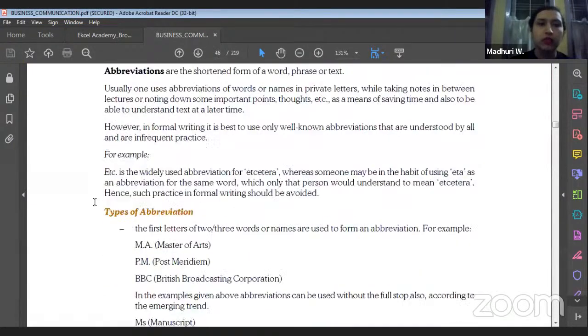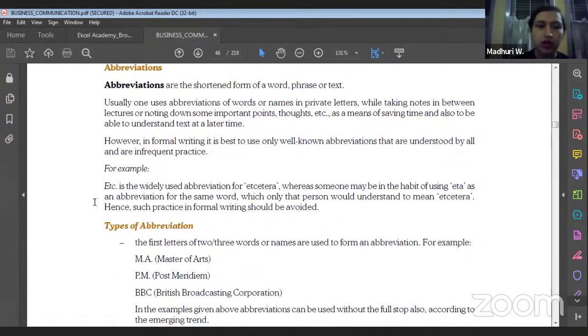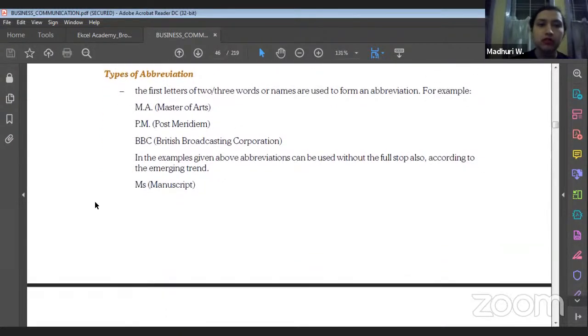Okay, so now let's move on to the next part, which is abbreviations. So what exactly is an abbreviation? You may write your answers in the chat box again so I can see them. Yeah, what's an abbreviation?